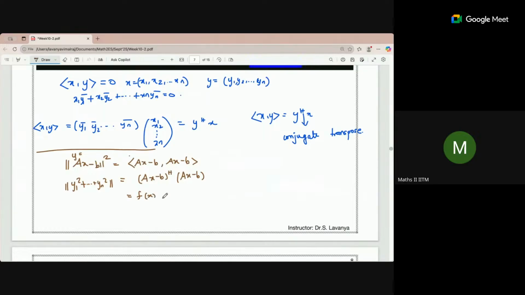Then you find the derivative, and the derivative is in terms of the matrix AH. When you equate the derivative to 0, you will actually get something like, I guess, 2 times AHA x minus AHB equal to 0, and then when you equate it you will get something like this.